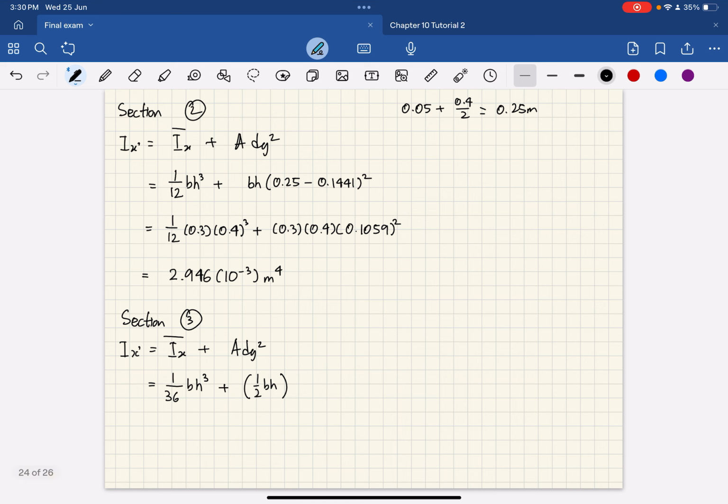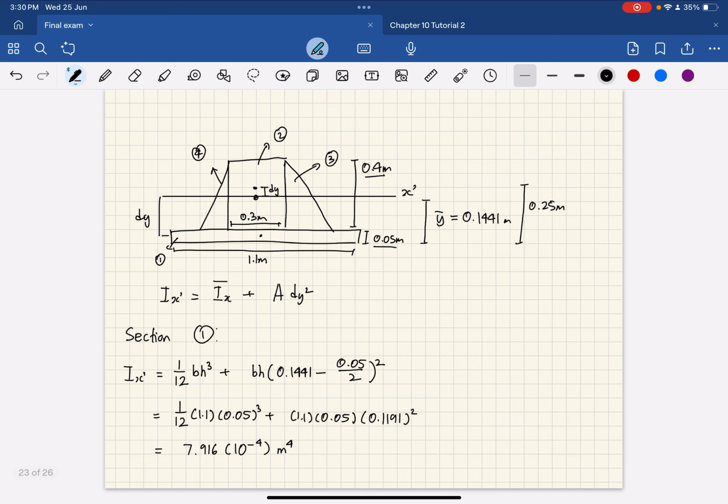How about the dy? Okay, so you see, this is where the centroid is for the triangle, right? It is just 1/3 of the height of the triangle.